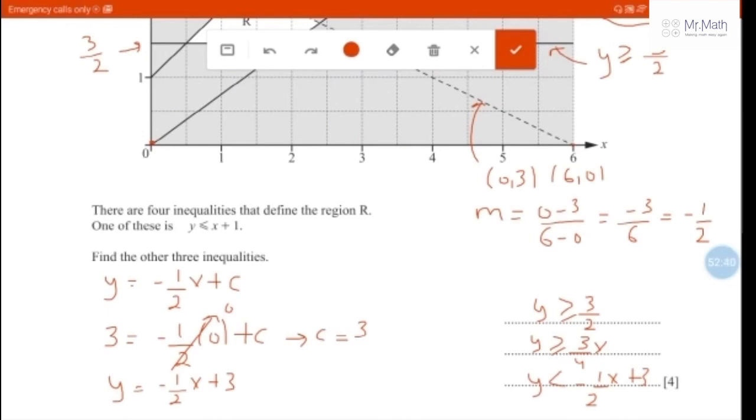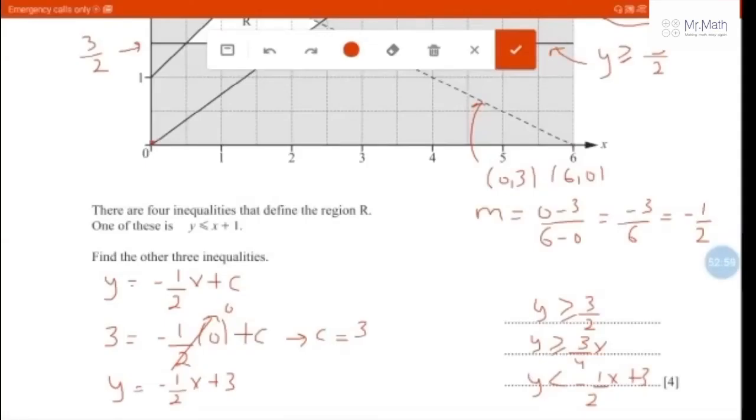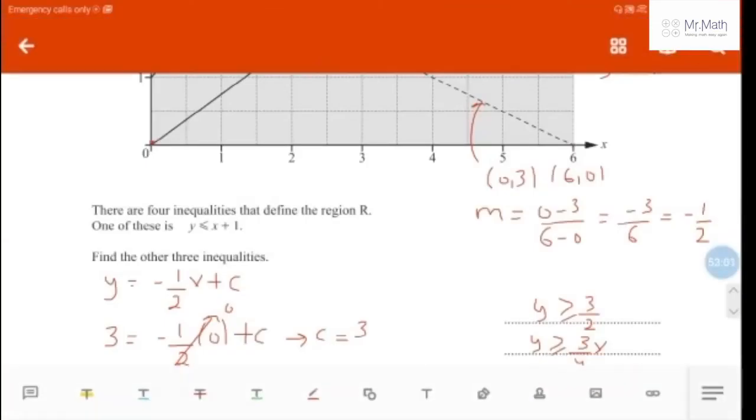And another point is that I have to check whether the region that I'm studying is below or above the line in question. So if it is below, then y becomes less than, and if it is above, then y becomes greater than.